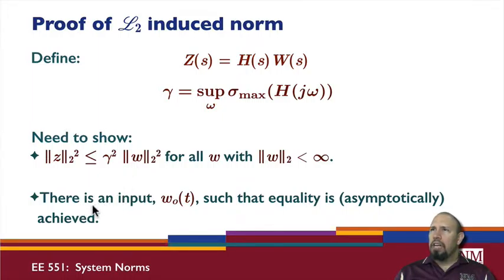So first of all, I need to show that gamma is an upper bound. Second of all, if I can, I need to show that there is an actual input such that equality is achieved, and here it is asymptotically achieved. So we're actually going to do this. The formal proof involves using convergent sequences of functions and so forth.